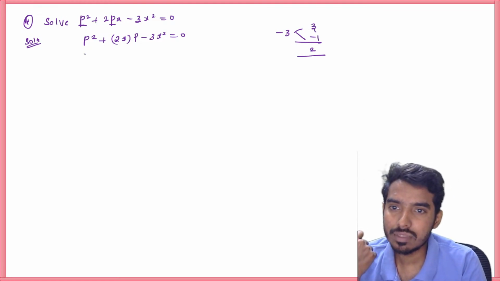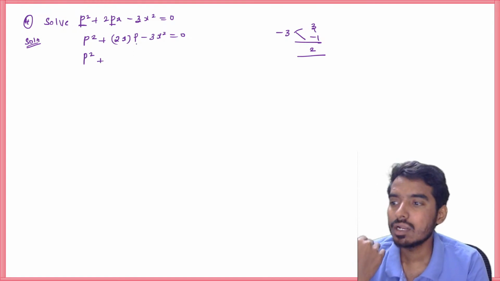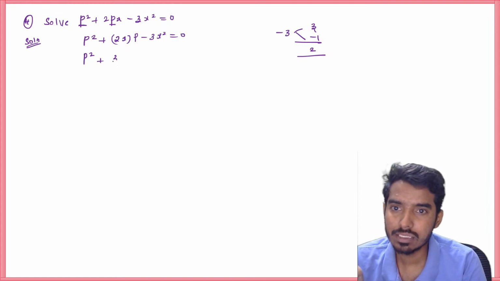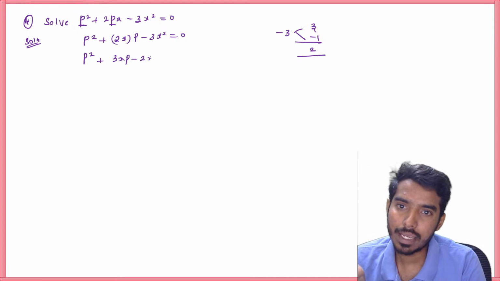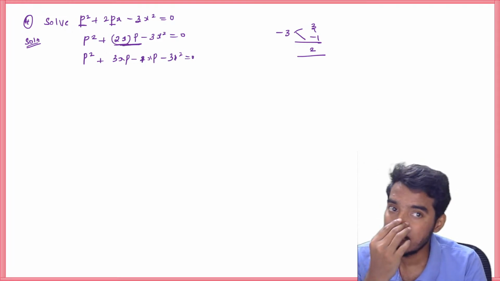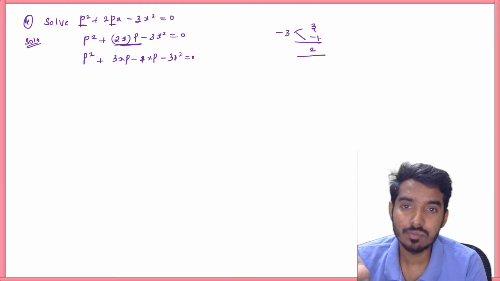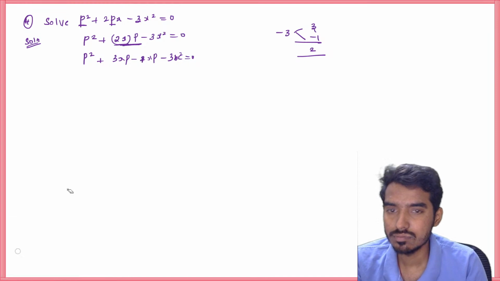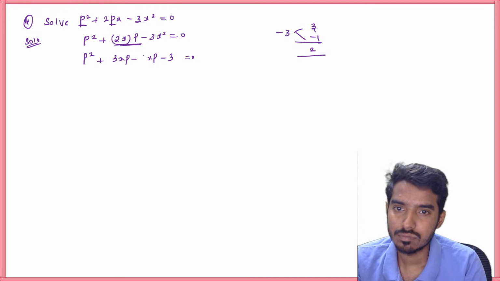So instead of this, what we can do is, p square, now here we have 2xp, right? So what I'm going to do is, I'm going to write this 2xp as 3xp minus 1xp, minus 3x square is equal to 0. I'm just writing this 2xp as 3xp minus xp. That's 3x square already we have.